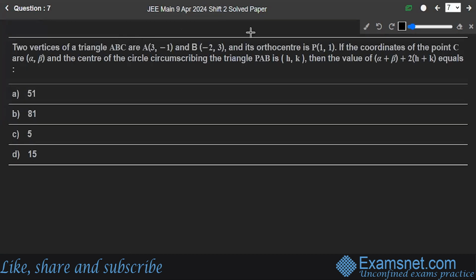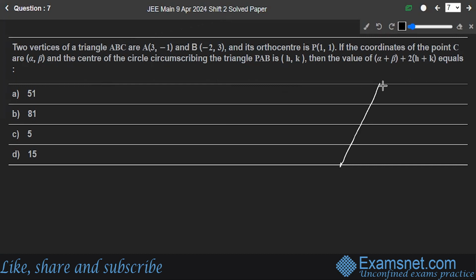Question number 7. Two vertices of the triangle ABC are given by this and this, and its orthocenter is at 1 comma 1. If the coordinates of the point C are alpha and beta, and the center of the circle circumscribing the triangle PAB is h, k, then the value of alpha plus beta plus 2h plus k is equal to.